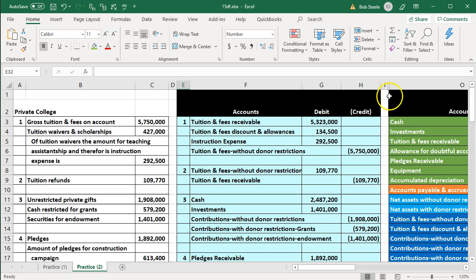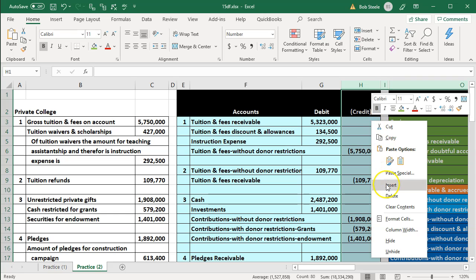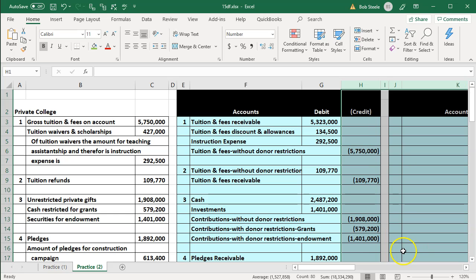There are some hidden cells you can see between I and O, so we're going to select H all the way to O. H to O, we're going to let go. Right click in that selected area and we will unhide that selected area.